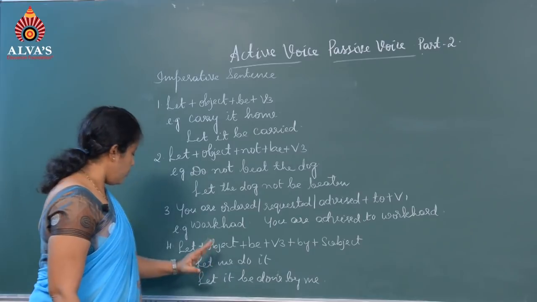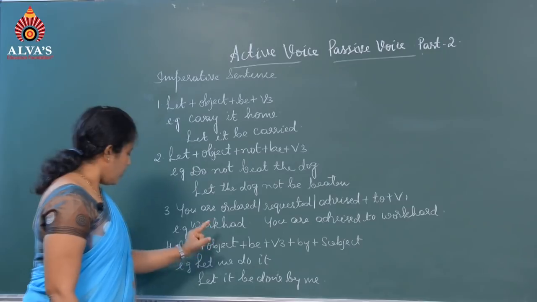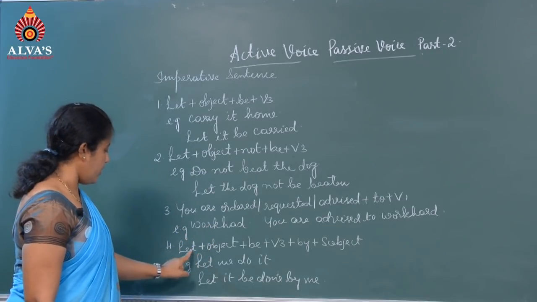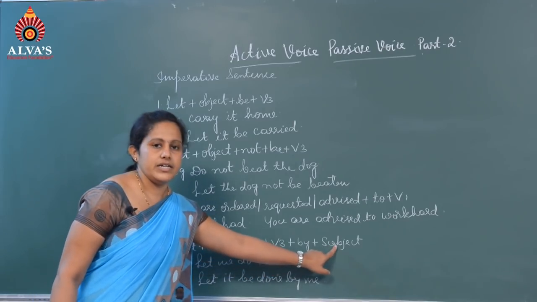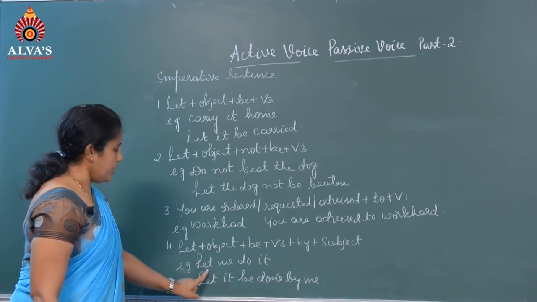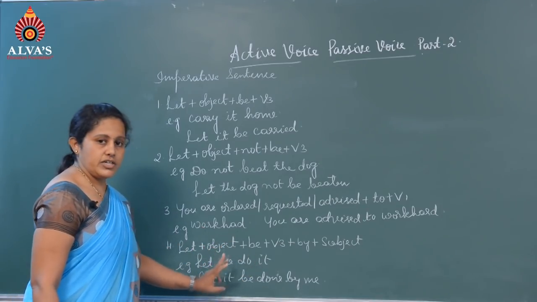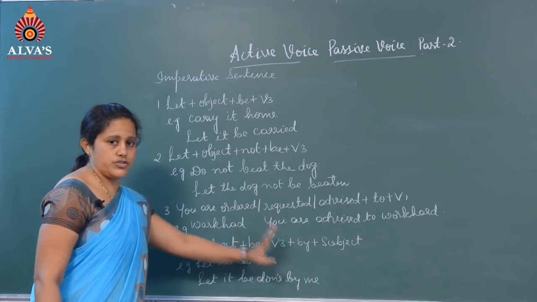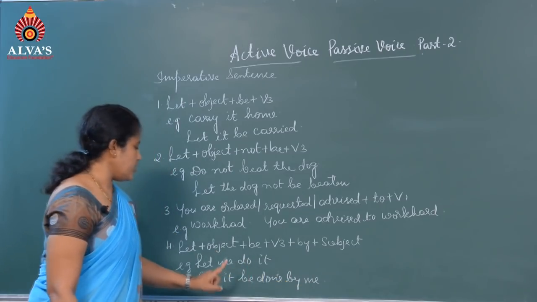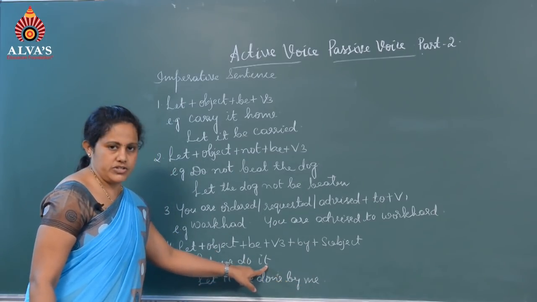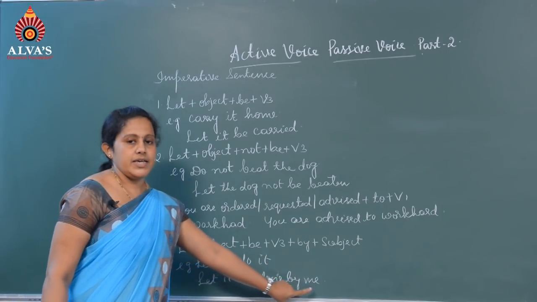And one more rule: if there is a subject in a sentence, what we have to do? We have to use this formula, let object plus be plus V3 form plus by plus subject. So, here the example is let me do it. In this sentence there is a subject, and an object also. So, we have to write let it be done by me. Here me is the subject, it is the object in this sentence. So, we have to write let it be done by me.